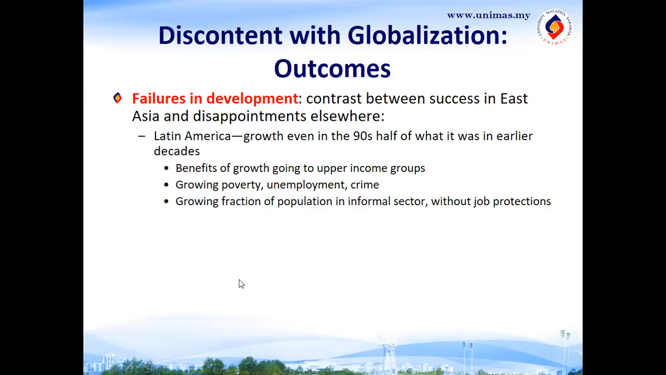So the benefits of growth, from the analysis, seem to be going to the upper income groups and less to the lower income groups. So there was growing poverty and unemployment, and also in certain countries, an increasing crime rate as well. And then a growing fraction of the population in the informal sector, without any job protections and so on. So those are indicators. Yeah? In Africa too, there was a decline in per capita income, and this is based on empirical data.